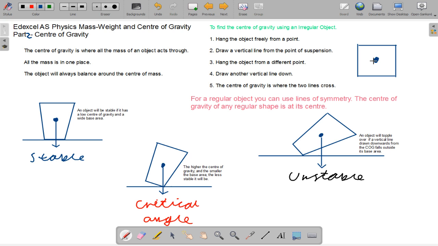And how high the centre of gravity is tells us how stable the object is. A stable object has a low centre of gravity and a wide base area. And when it's at a critical angle, the higher the centre of gravity and the smaller the base area, the less stable it will be. If it's completely unstable, it will topple over if a vertical line drawn downwards from the centre of gravity falls outside the base area. It will always fall over.